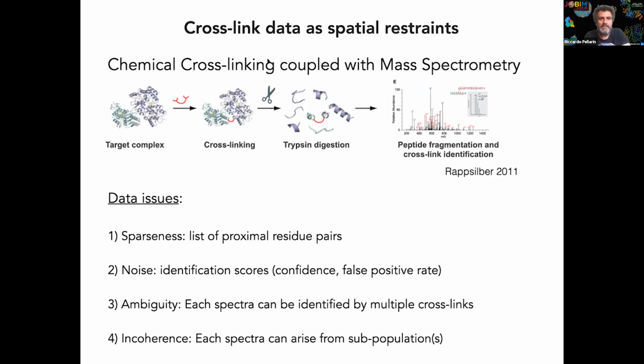Of course, this kind of information suffers from many issues. The sparseness, because it just provides a list of a few proximal residue pairs; it's not very dense. The noise, because some identifications will suffer from false positives. The ambiguity, because the spectra can be identified and interpreted in multiple ways. And the incoherence, because you might have multiple structural subpopulations in the sample.